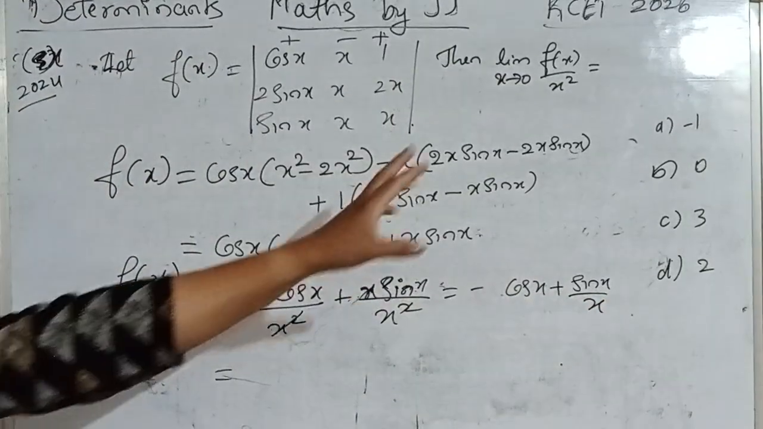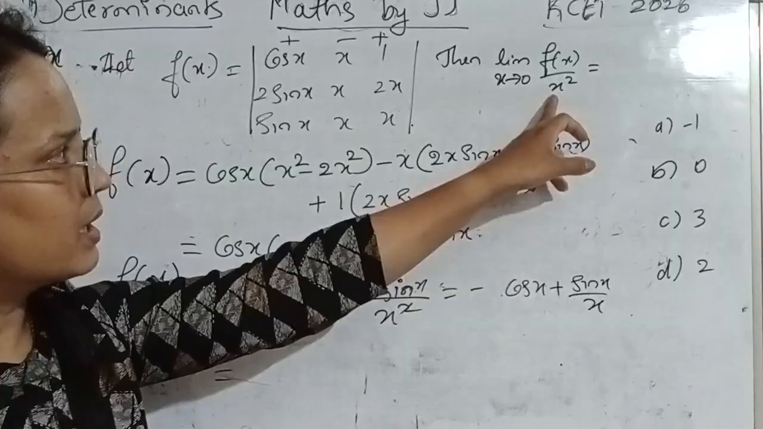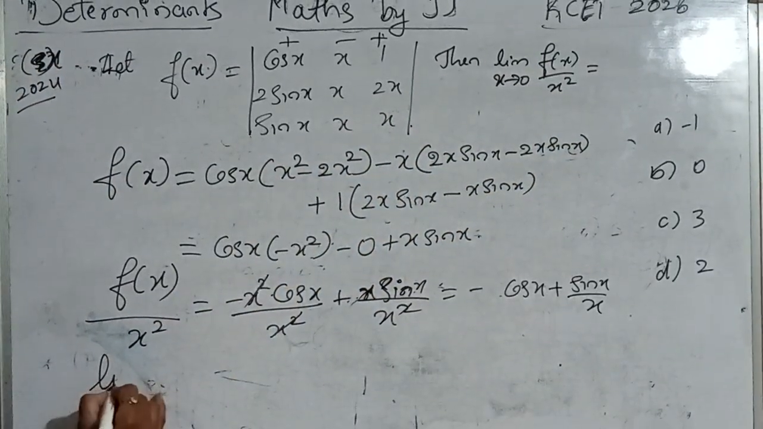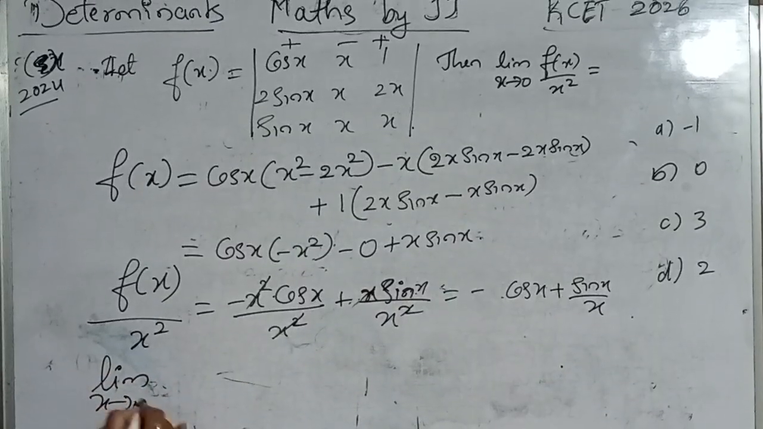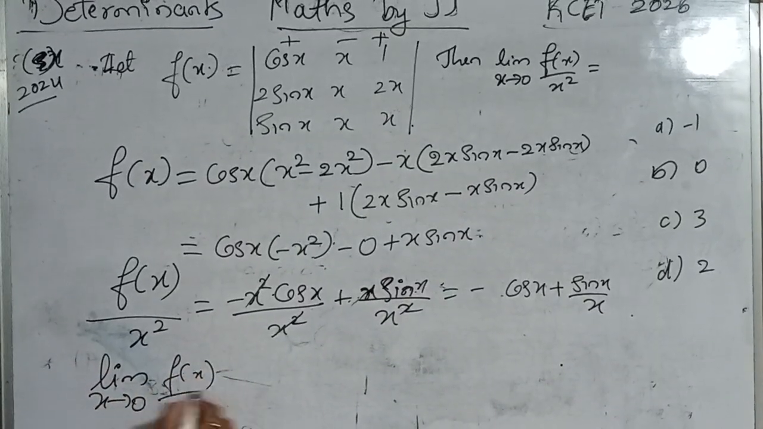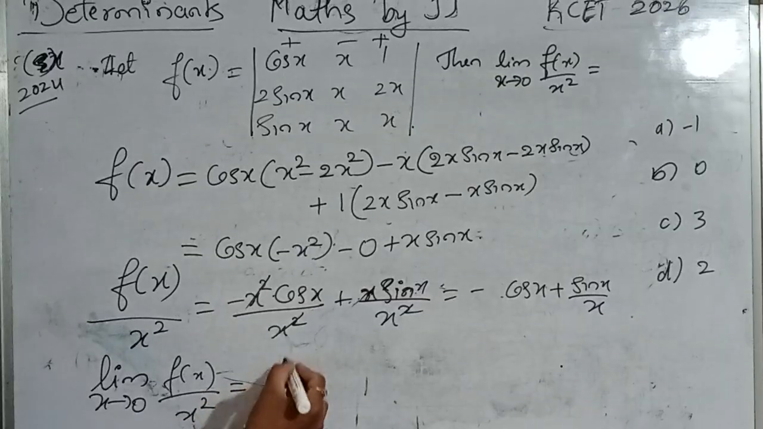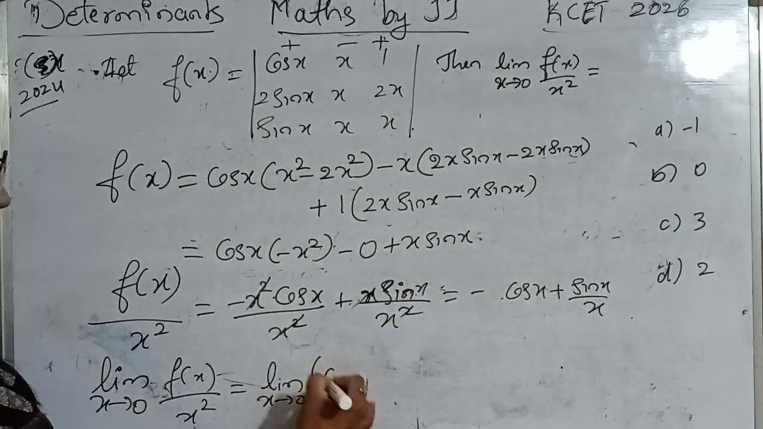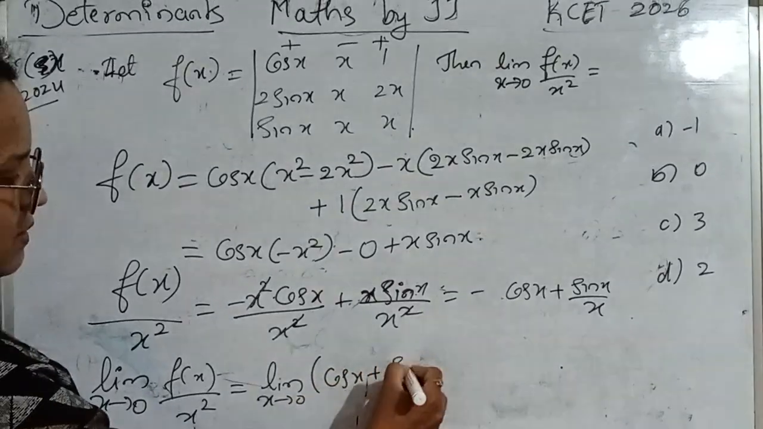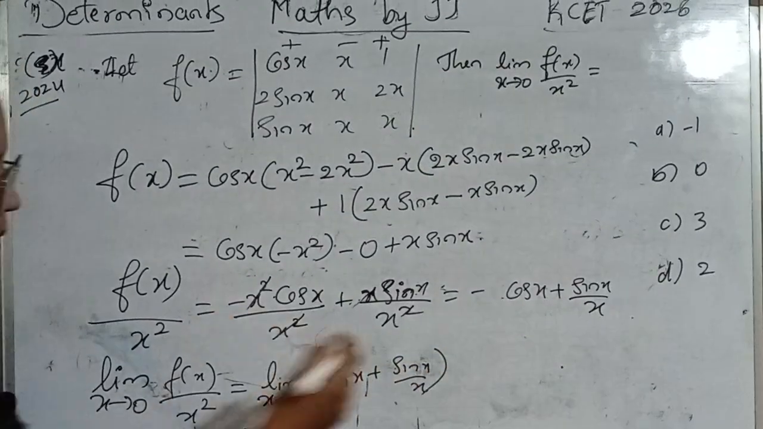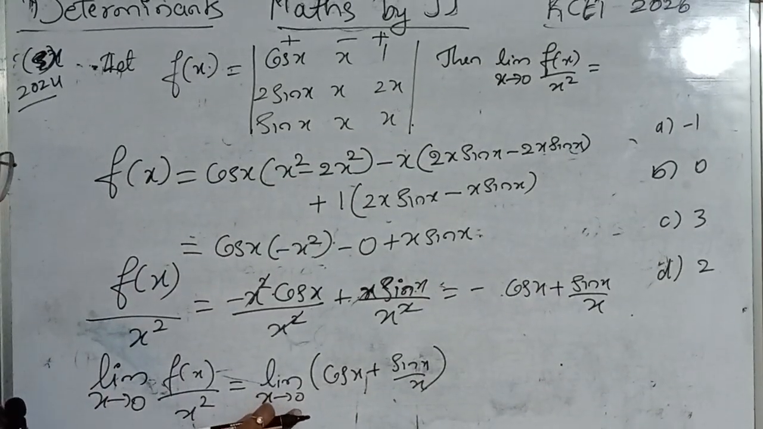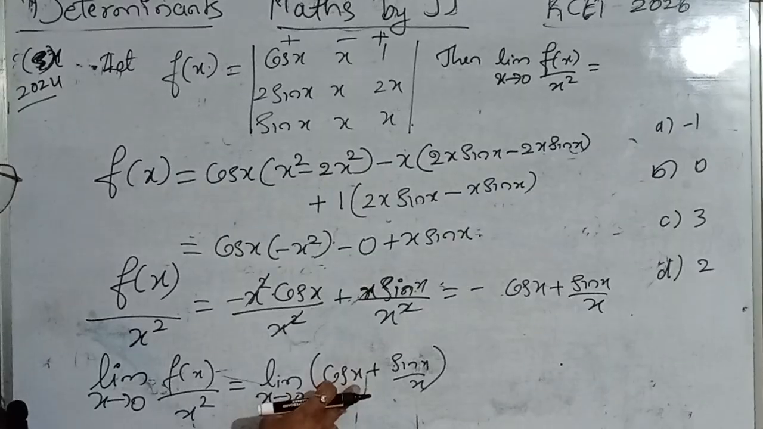Now the question is f of x divided by x square along with the limit, meaning I have to apply the limit for this. So limit as x tends to 0 of f of x divided by x square is equal to limit as x tends to 0 of cos x plus sin x divided by x. Children, if you look at this separately, I will directly substitute x is equal to 0 here.